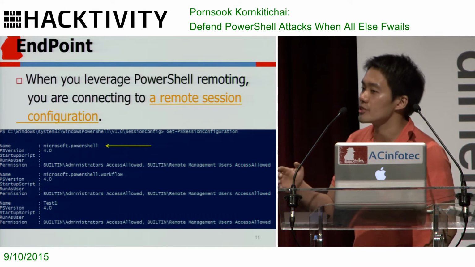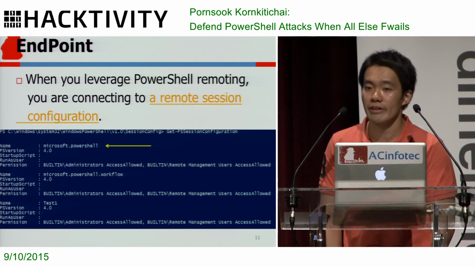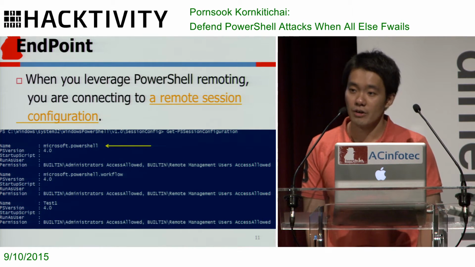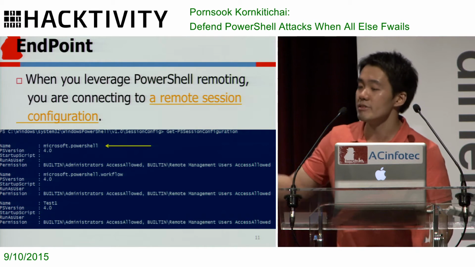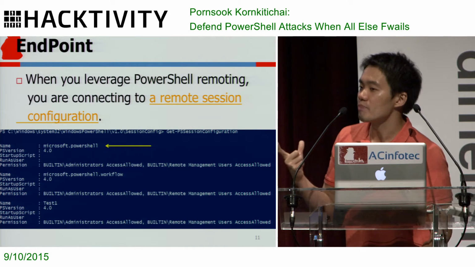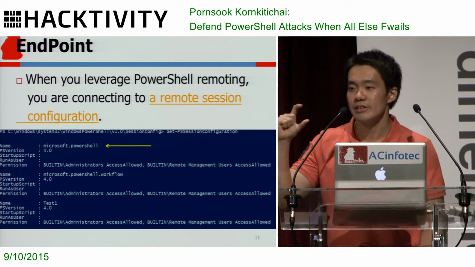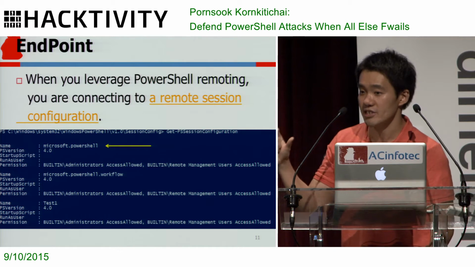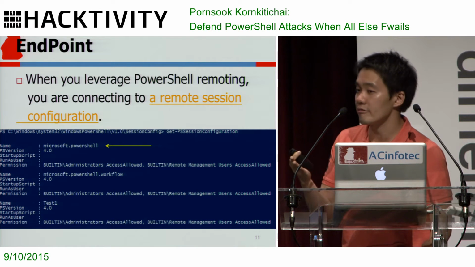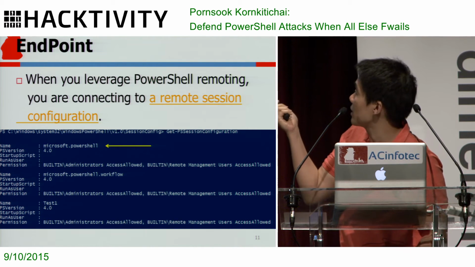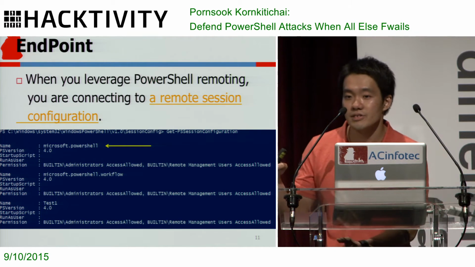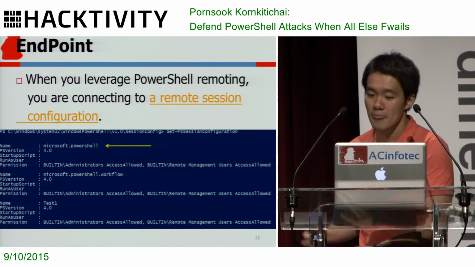Now moving to PowerShell remoting. PowerShell remoting means that if you run PowerShell and would like to execute on a remote machine, we call this PowerShell remoting. When you use PowerShell remoting, you connect to the default remote session configuration. You can find some configuration on your machine with this command, Get-PSSessionConfiguration. It will list all settings of the remote endpoint.